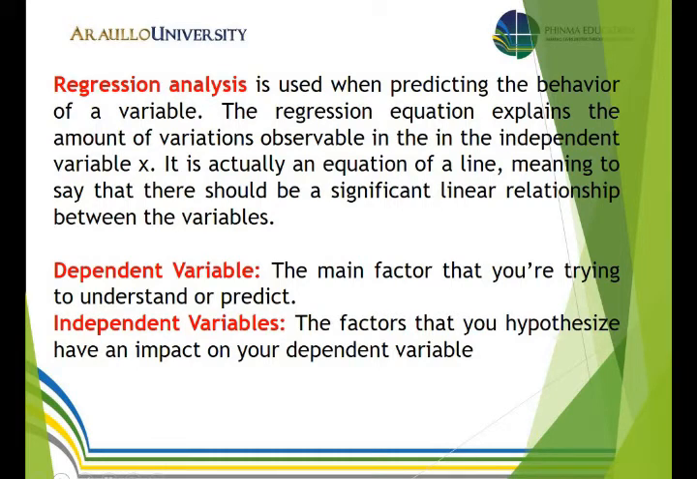When we say regression analysis, it is used when predicting the behavior of a variable. The regression equation explains the amount of variation, observable variation, in the dependent variable y. It is actually an equation of a line, meaning to say that there should be a significant relationship between the variables. And then we have the dependent variable, the main factor that you're trying to understand or predict. And then the independent variables are the factors that you hypothesize have an impact on your dependent variable.